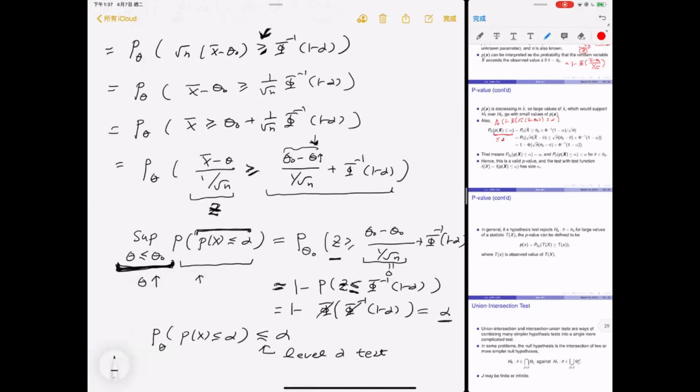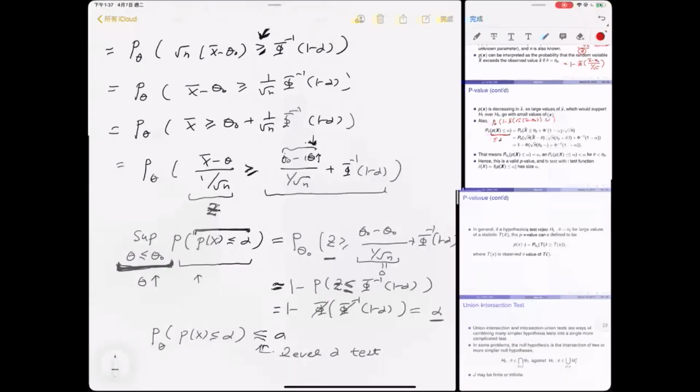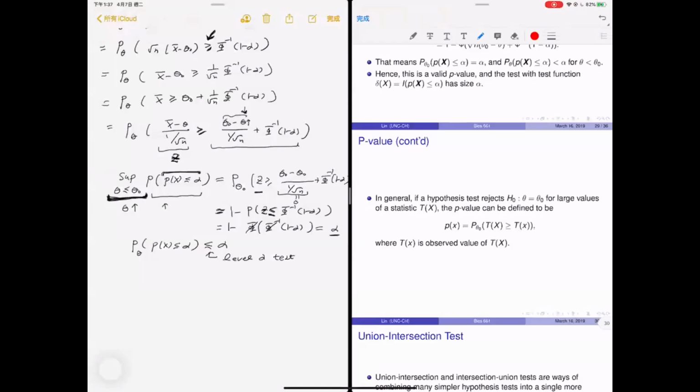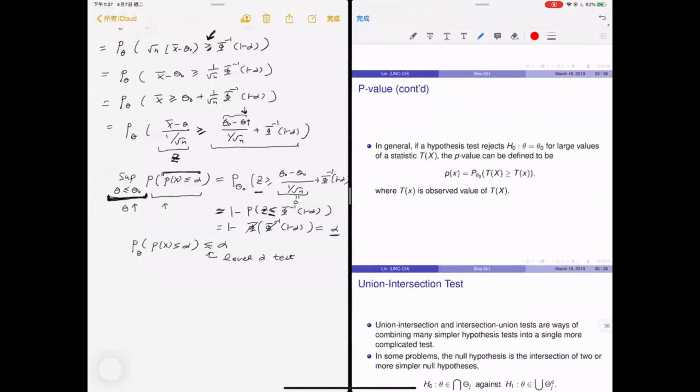Okay, making sense? So this is nothing but what? It tells you that p-value smaller than alpha as a criterion is a level alpha test. So it's a valid test. That means in general, this is the definition of p-value.